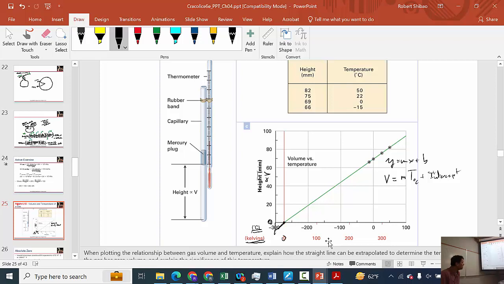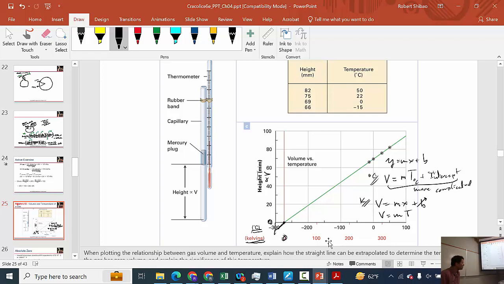When I look at the intercept here, this is in degrees C. In degrees C, the law is more complicated. However, if I do this in Kelvin, then the volume is equal to mx plus b. The intercept here is 0 and 0. So at 0 Kelvin, I have 0 volume. So b is 0, and the volume is equal to mx.